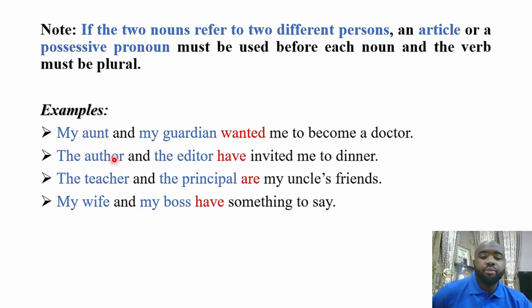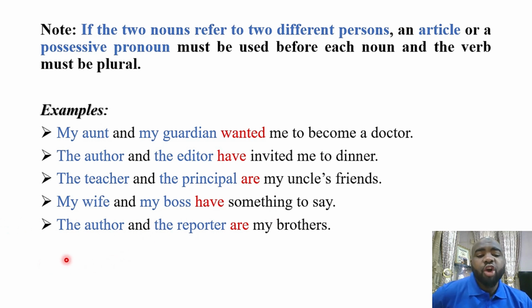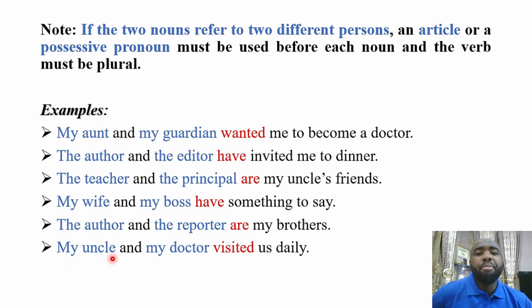You see, two nouns refer to two different persons. An article, like what? The, the determiner, all right? Or what? A possessive pronoun like my guardian, my aunt, all right? My teacher, my wife, my boss. You see, this is what it's referring to. The author and the reporter are my brothers. My uncle and my doctor visited us daily.